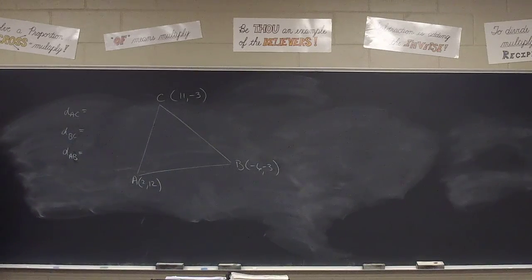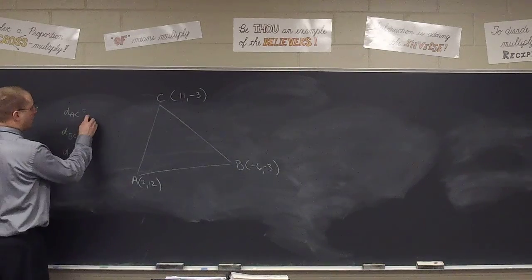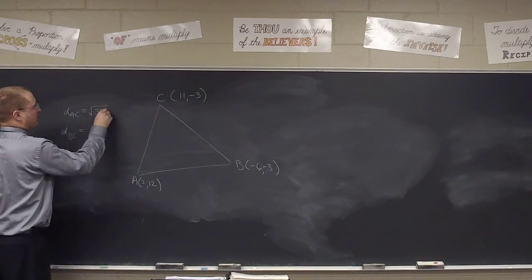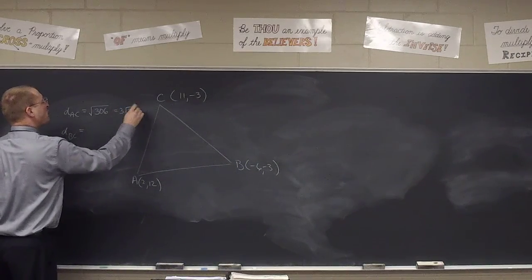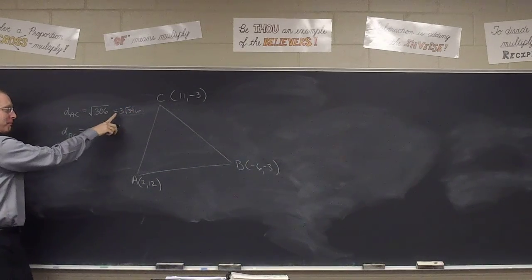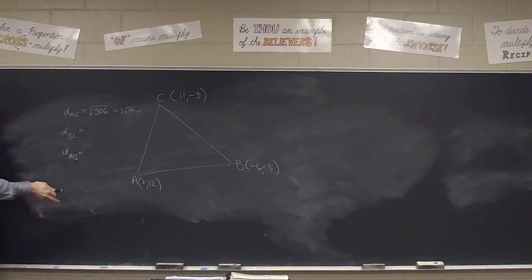All right, what do you get for the length of AC, first of all, Jamie? 3 times the square root of 34. Good. Initially, the square root of 306. Now, if I'm writing this as an answer, I'll reduce it down. I don't even need this step because all I care about is which one's the biggest. So I could leave the square root of 306, but good job reducing it.